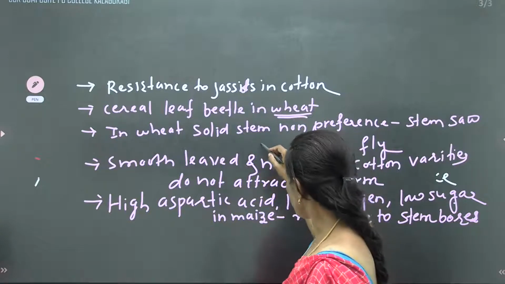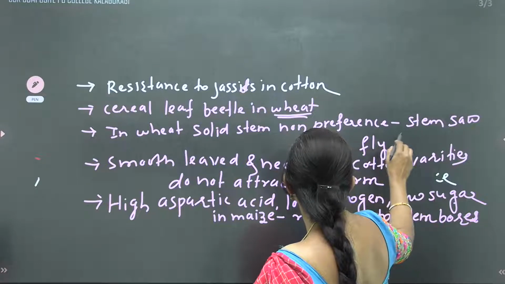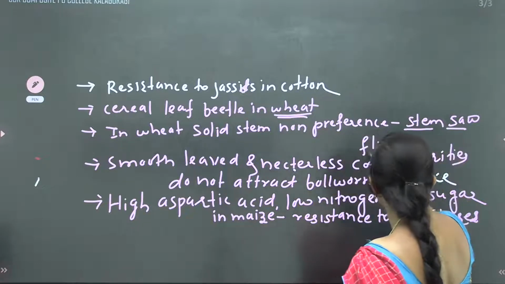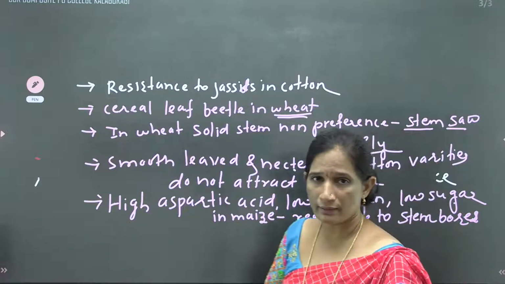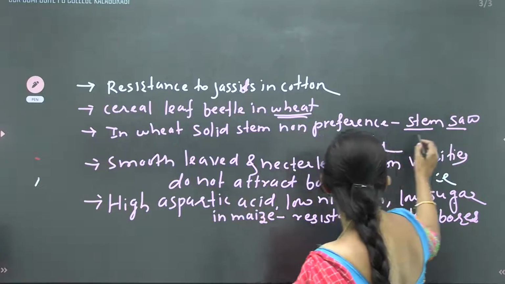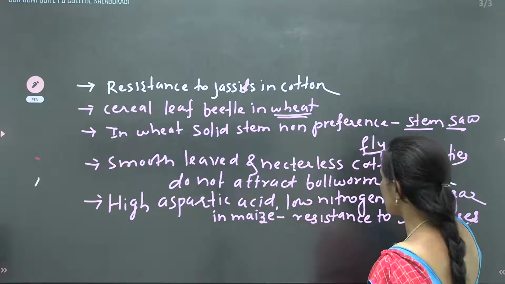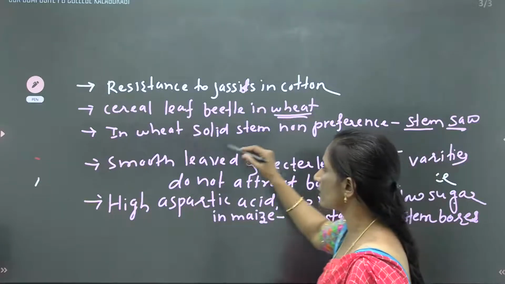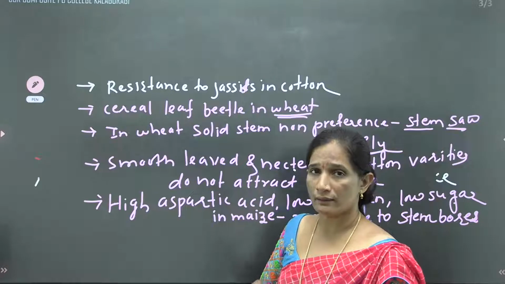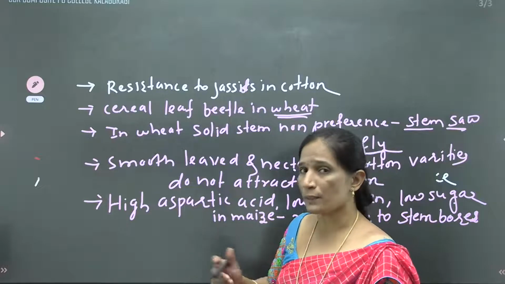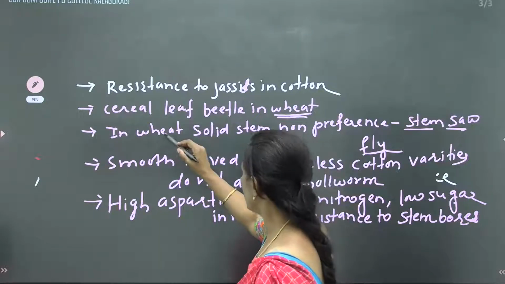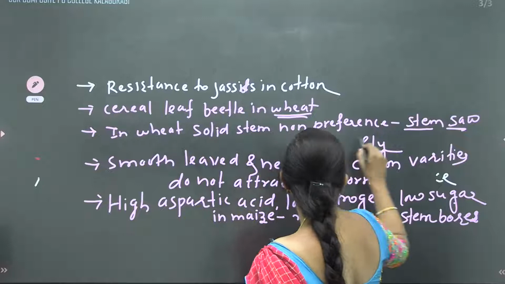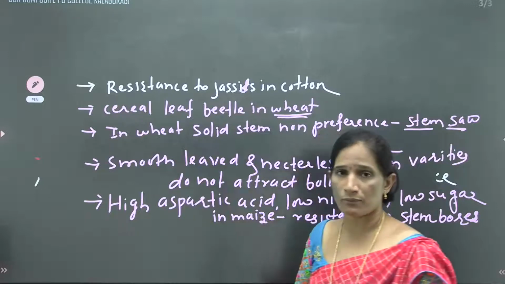Solid stem, non-preference by stem sawfly. They're not going to prefer what? Stem sawfly. Is it clear? So these stem sawflies are the insects which are going to infect wheat. But due to this character, they produce the plants which are resistant to the insect. For example, in wheat, solid stem, non-preference by stem sawfly.